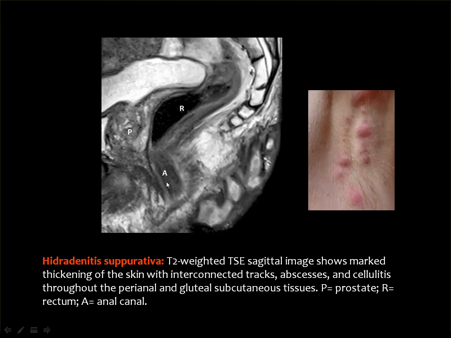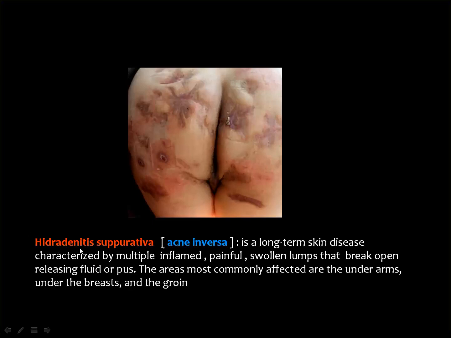And here you can see the sagittal image. This is the anal canal, and this is the external sphincter, and this is the levator ani, and this is the rectum, and this is the prostate. Then hidradenitis suppurativa, known also as acne inversa, is a long-term skin disease characterized by multiple inflamed, painful, swollen lumps that break open, releasing fluid or pus. The most commonly affected areas are under the arms and under the breasts and in the groin. And this is a gross appearance.